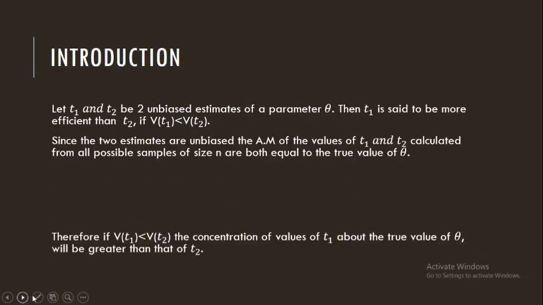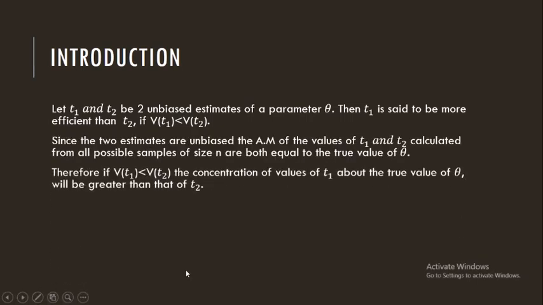In other words, we can say that the variance of T1 is less than the variance of T2. What does that mean? The concentration of values of the statistic T1 about the true value of the population parameter theta will be greater than that of T2. This is why we say that T1 is more efficient than T2.